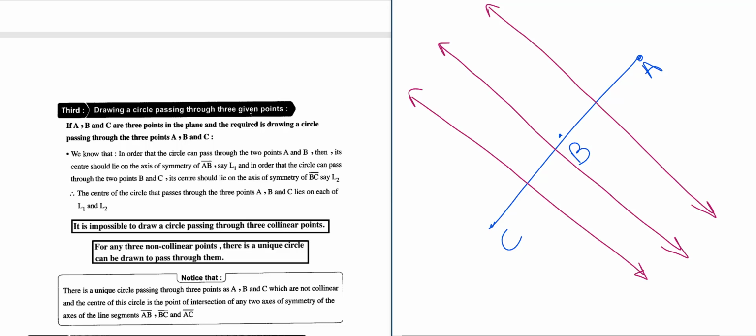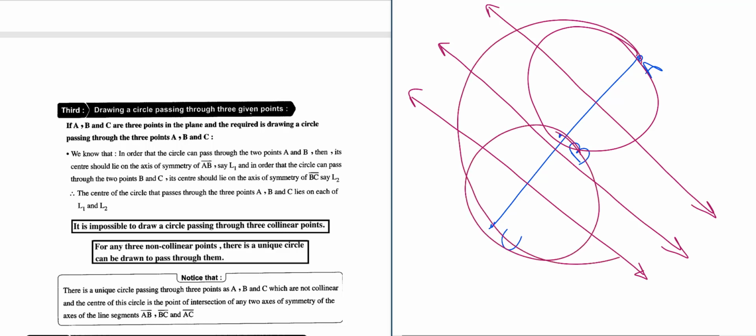As we show here, there are 3 axes of symmetry between each 2 points together. Then we can't draw a circle that takes all the 3 points together. It means we can draw a circle passing through A and B, or B and C, or A and C. But we can't draw one circle passing through all of them.